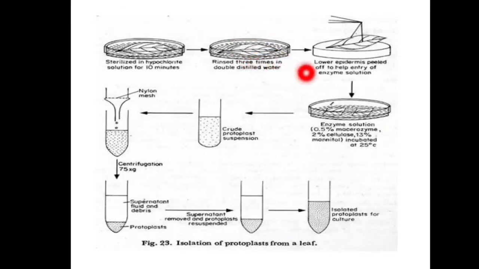Then we peeled off the epidermis, cut the leaves, and kept them in the enzymatic solution, which contains 0.5% macerozyme, 2% cellulase, and 13% mannitol, and which is incubated at 25 degrees Celsius for 12 to 18 hours. Then the protoplasts are released, and after releasing the protoplasts it is known as the protoplast enzyme mixture.